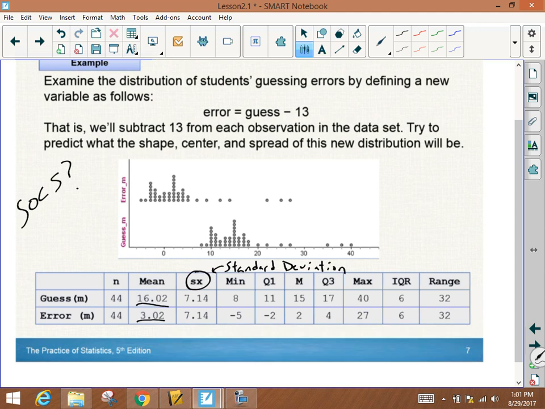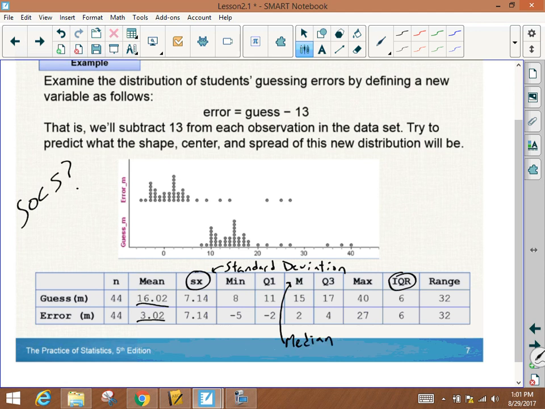What happened to our standard deviation, or our measure of spread? That has stayed exactly the same. Our other measure of spread, our IQR, has also remained the same. And then what is this guy right here? It's our median.